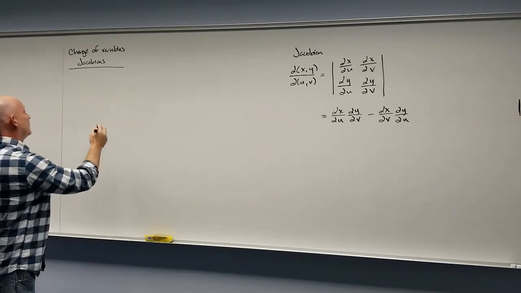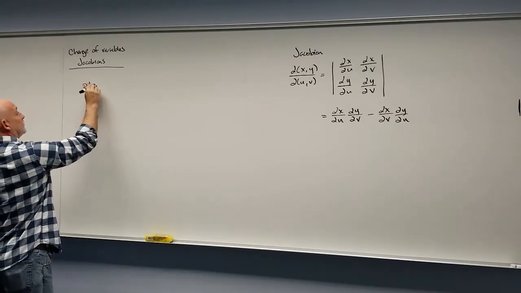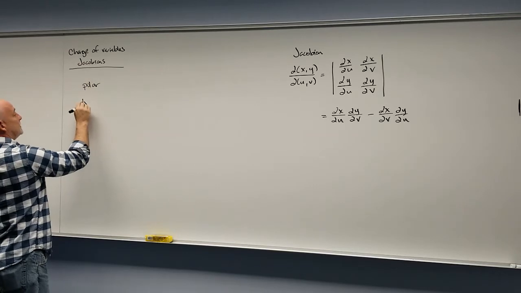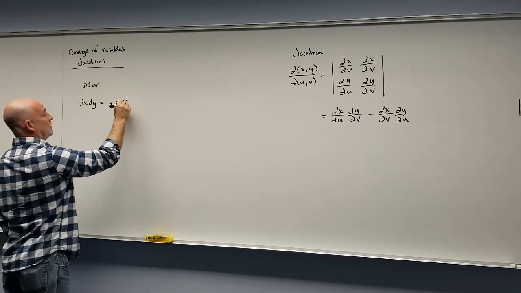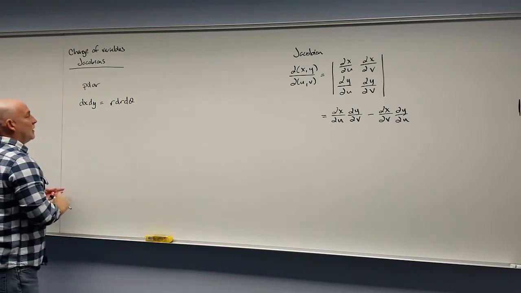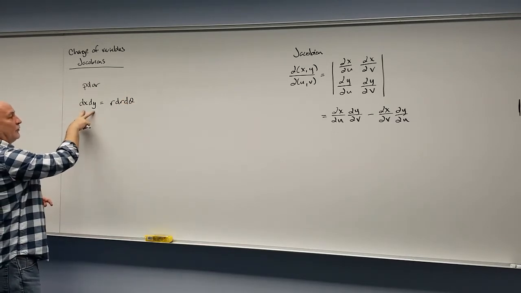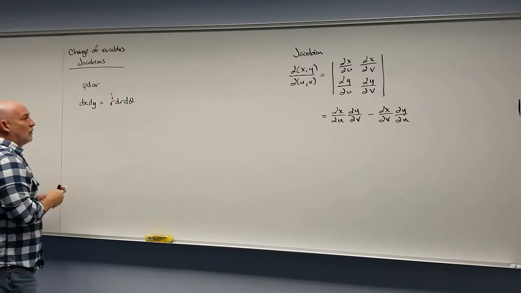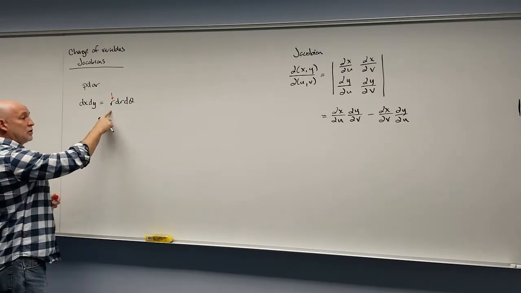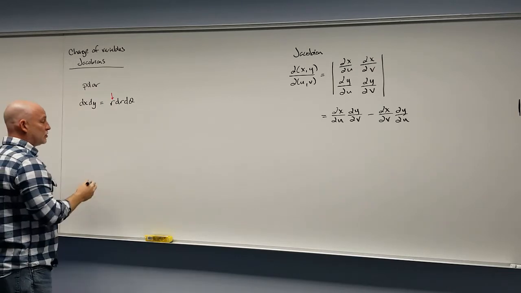In polar, we know that dx dy, or dy dx, translates to r dr d theta. So it didn't just go from the old variables, x's and y's, to the new variables, r's and thetas. We had this extra r pop out. Well, let's see if the Jacobian actually tells us that's what it should be.